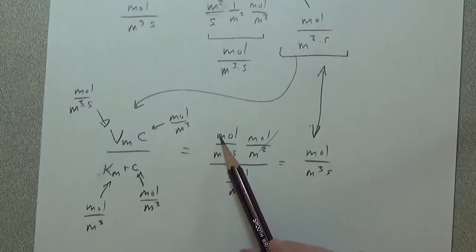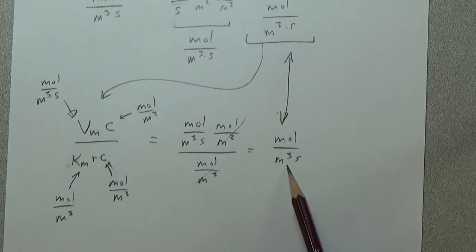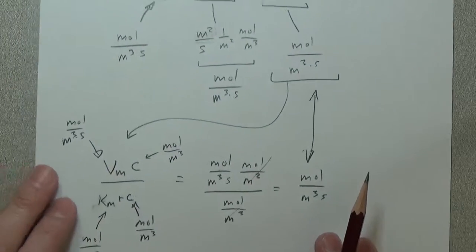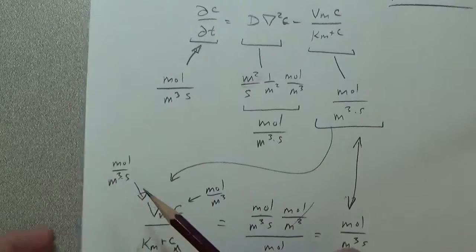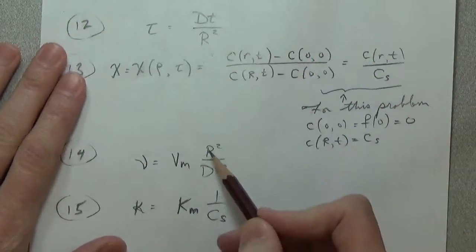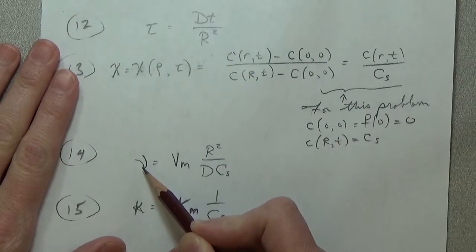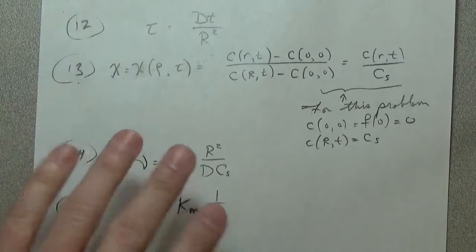Because now when we write it out, we get mole per meter cubed second, mole per meter cubed, mole per meter cubed. These cancel out, which gives us mole per meter cubed second, which is why Vm has units of mole per meter cubed second, and that's why Vm is going to be multiplied by these parameters to become a non-dimensional nu, and this is going to be divided by Cs to give us a non-dimensional kappa.